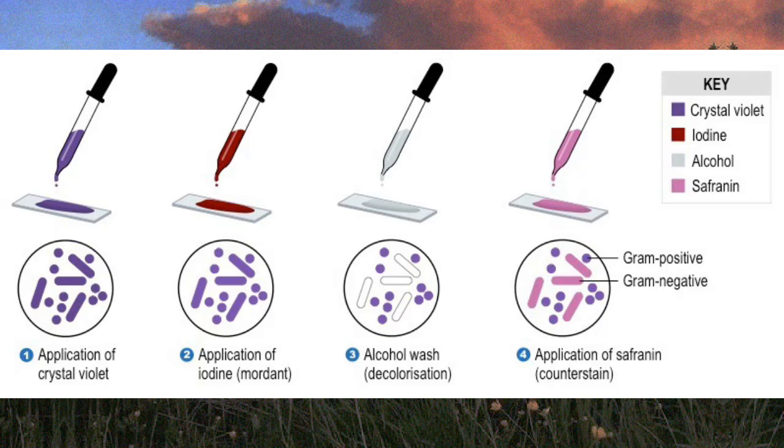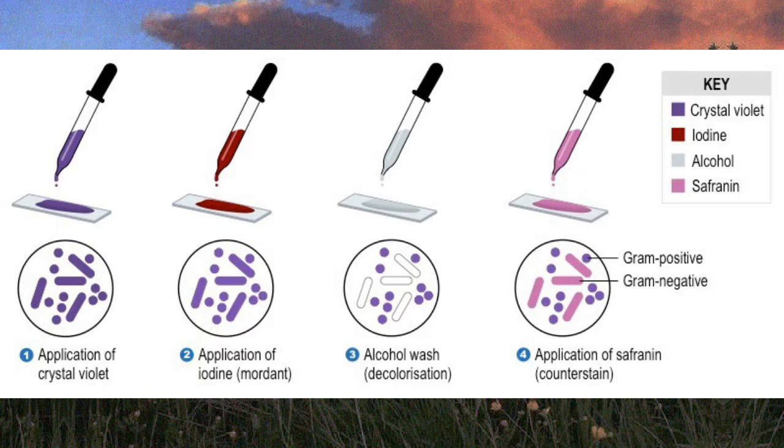Crystal violet will act as a primary stain, and its function is to impart its color to all cells. Next is the mordant, which is Gram's iodine. Gram's iodine is used to intensify the color of the primary stain. The third reagent used is the decolorizing agent, which is ethyl alcohol 95%.